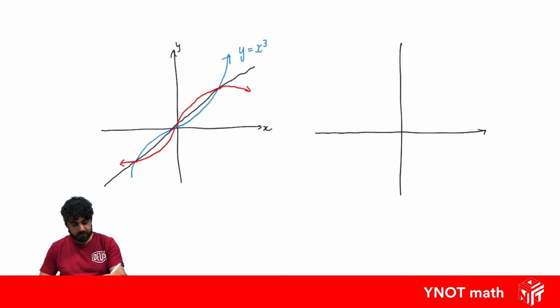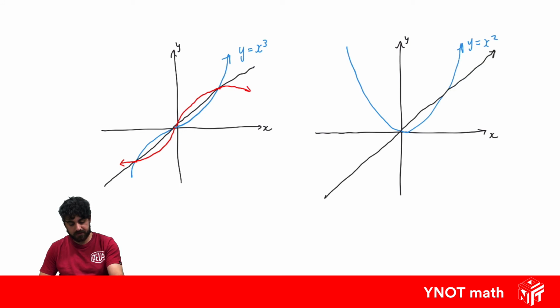What about just a simple y equals x squared? So again, let's draw in y equals x, because it's going to make it easier to sketch our inverse function. So this part is going to do something like that. This part is going to go like that. And if we reflect this part here, it's going to do something like that.